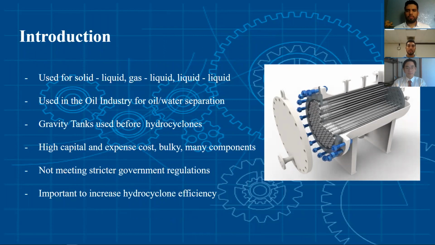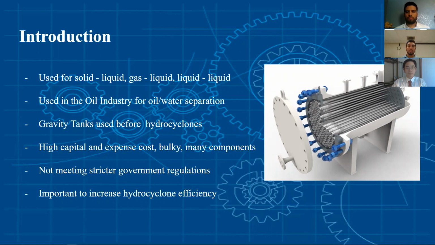Hydrocyclones are devices used for separation of solid and liquid, gas and liquid mixtures. This project concentrates on liquid and liquid separating hydrocyclones. They are mostly used in the oil industry for separating water and oil. The picture on the top right shows what they look like.